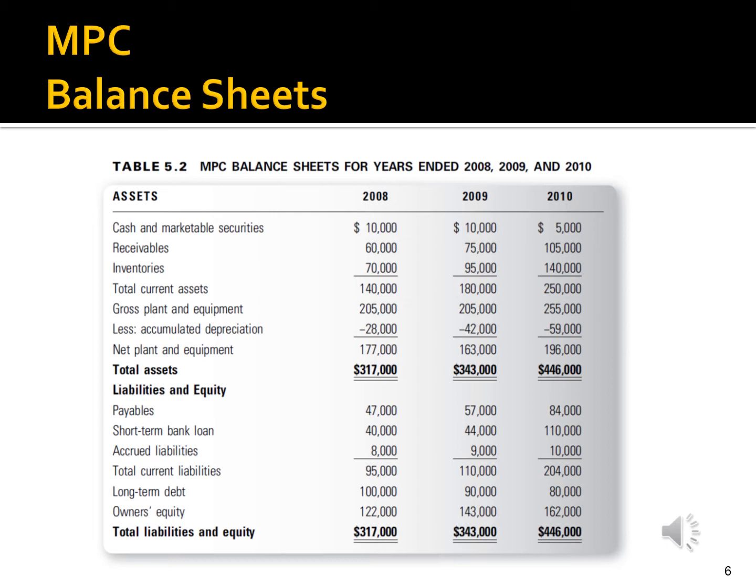And after that, owner's equity. So total liabilities and equity must equal total asset, the total asset of the company.